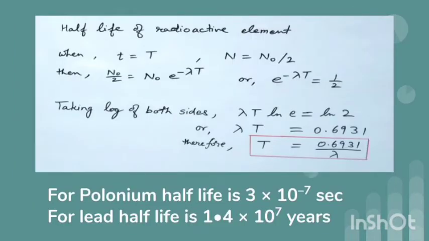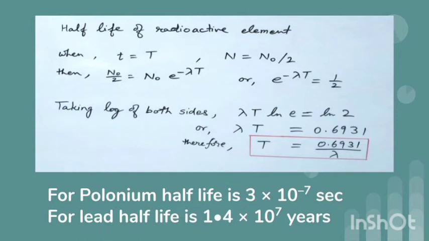Using the same expression, we can find the half-life of a radioactive element. The time during which half of the number of nuclei present initially in the sample of the element decay, or the time during which the number of nuclei left undecayed is half of the total number of nuclei present initially in the sample, is known as the half-life of the radioactive element. It is represented by capital T.